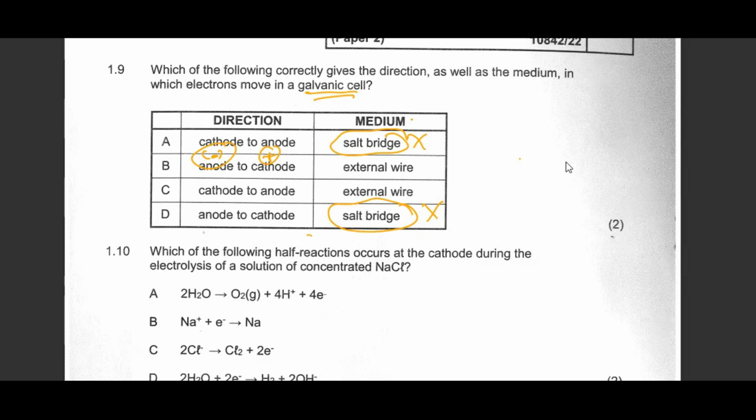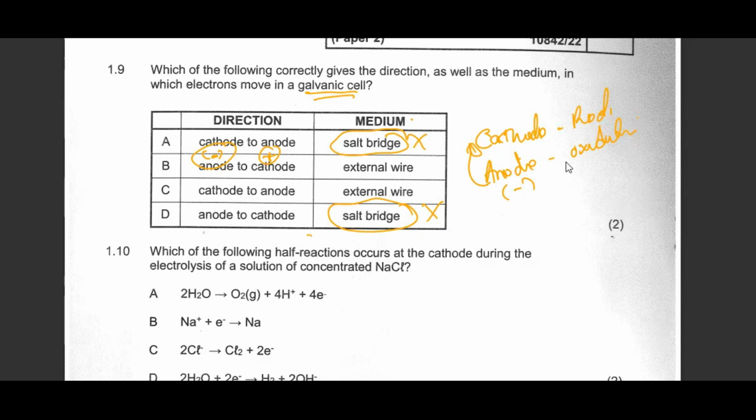we say that cathode is where reduction is, né? And then anode is where oxidation is. So if this is negative, it means that it releases the electrons, and then the electrons move to this side.